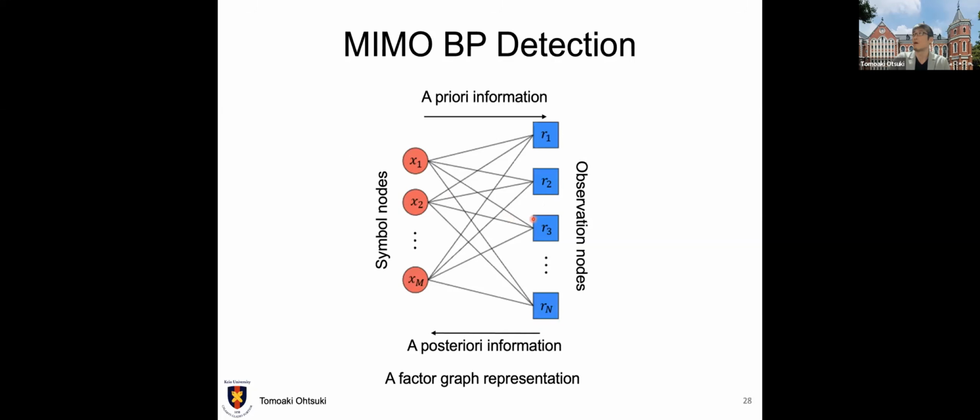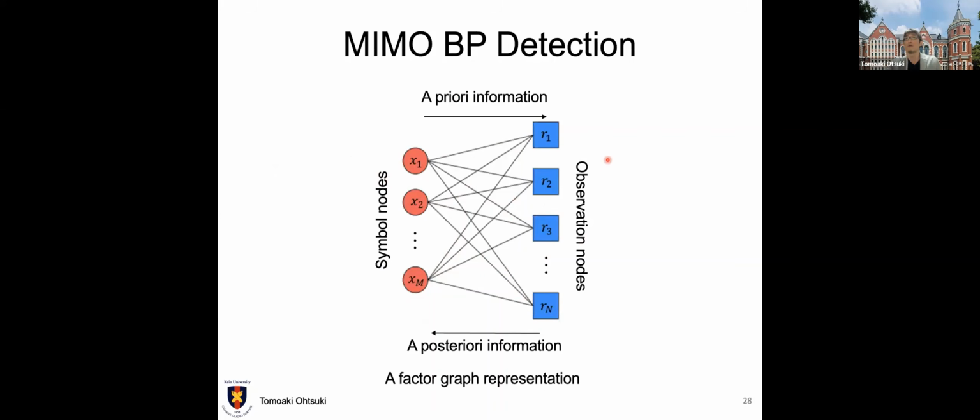Okay, let me briefly explain the MIMO BP detection. Probably some of you are more familiar with this one, but I will try to give some information about it. This is a factor graph representation of the MIMO detection. This side is symbol nodes, and this side represents the observation nodes.